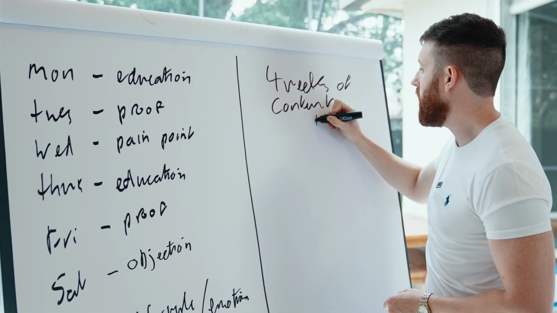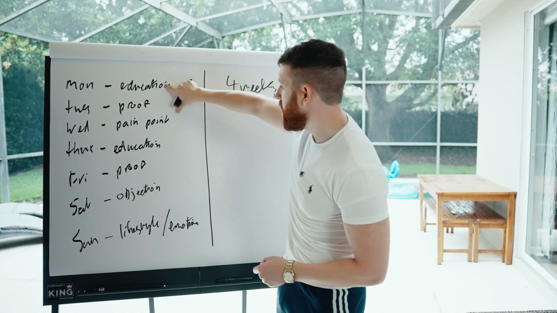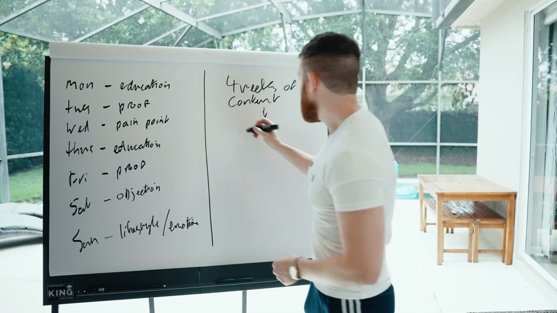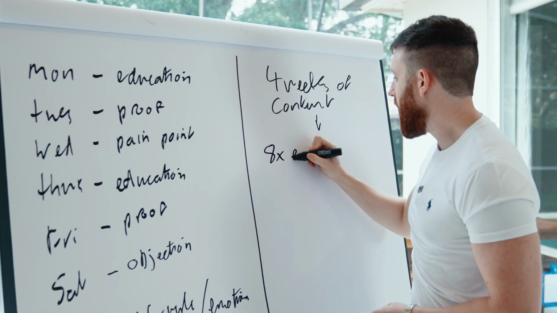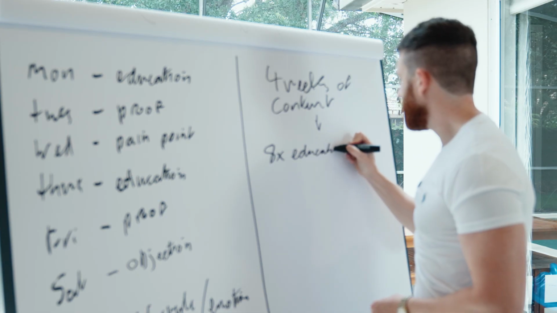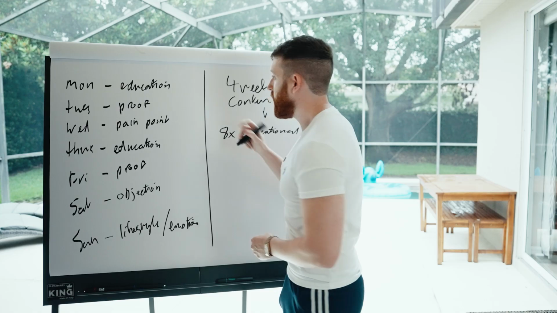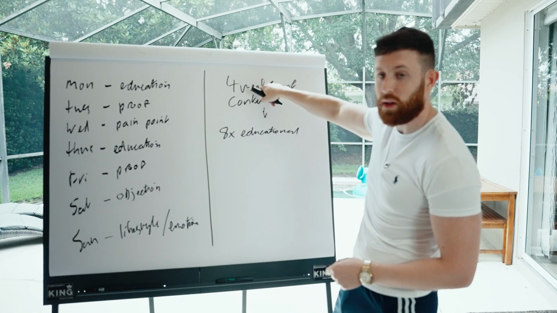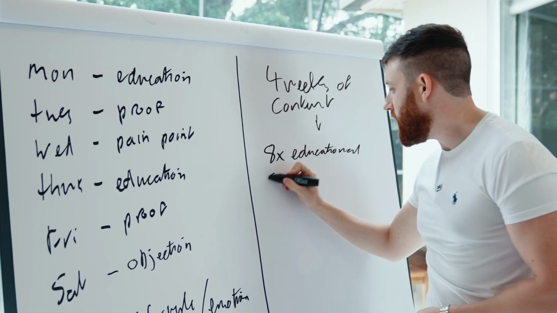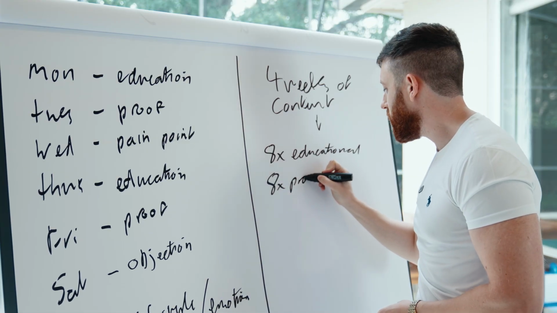okay, 4 weeks of content, all you need to do is bucket these together, okay? So I need to create 8 educational posts, because I've got 2 per week and we're talking about 4 weeks. So I need 8 educational posts. I need 8 proof-based posts.